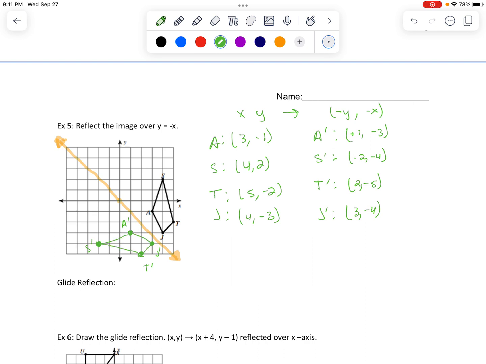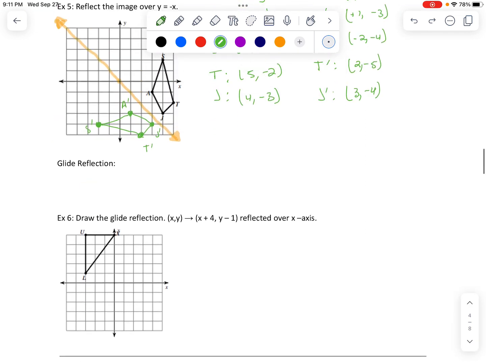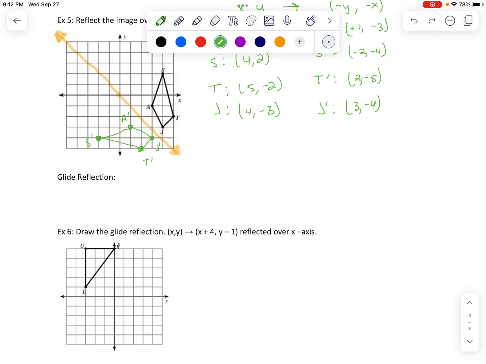Again, you can still look at this as counting boxes. You're just on a diagonal. So A was one diagonal box away from the line, so I went one box on the other side. That's how I do it normally. I personally think it's faster because I don't have to list the coordinates. But some people struggle with finding that, and that's totally fine. So find the coordinates, use the rule. I'm okay with that.